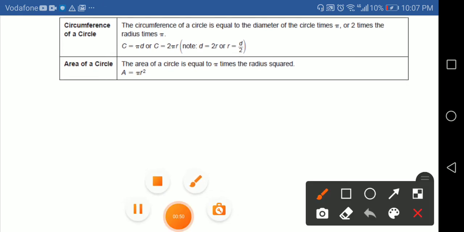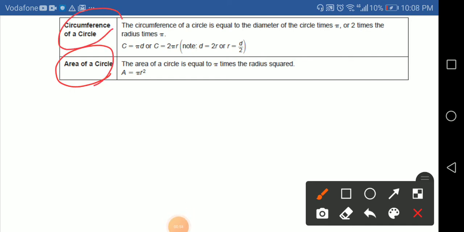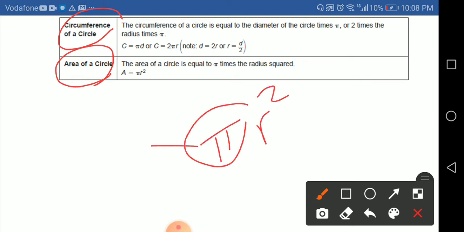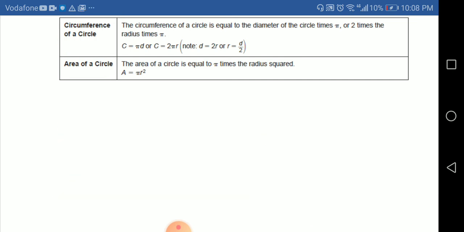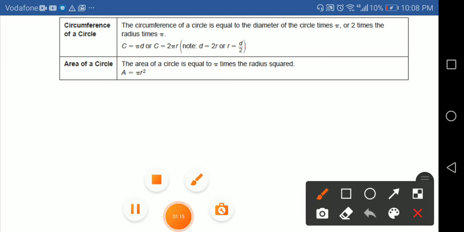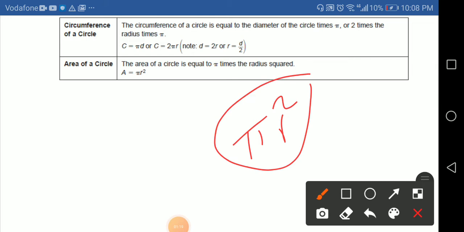So I have here two rules: the area of a circle and the circumference of a circle. Area of a circle is pi r squared. Pi can be denoted by 22 over 7 or 3.14. I can use 22 over 7 when it's divisible by 7. So the area of the circle, pi r squared, this rule must be studied well.